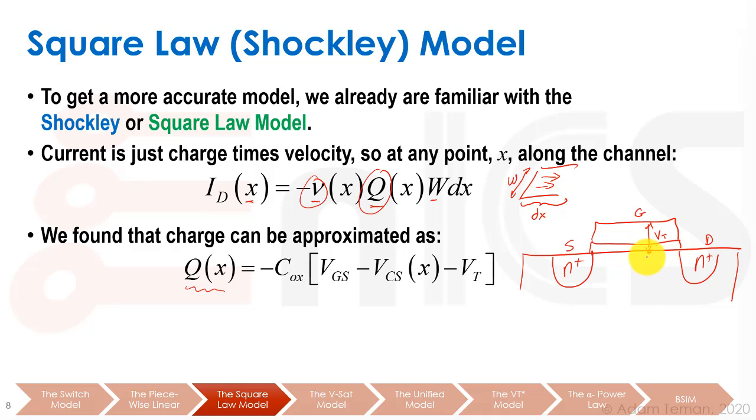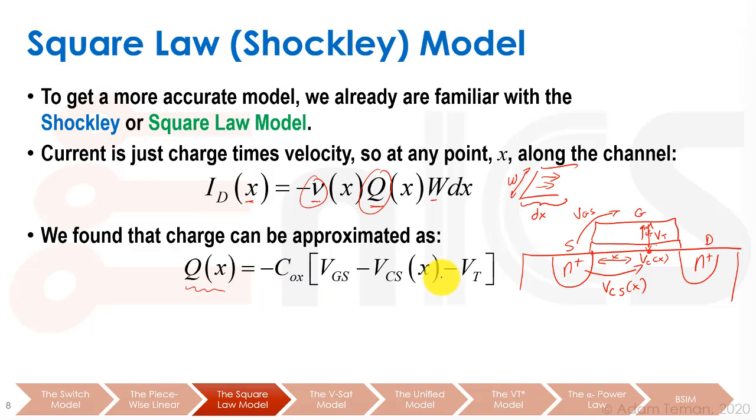But then we have some sort of Vc of x at this point. Actually, at every point x along the channel, we have this Vc of x. Here we have this Vgs, here we have this Vt, and here we have this Vc of x. So that means that the actual voltage falling over this area x is just Vgs minus Vc of x minus Vt.